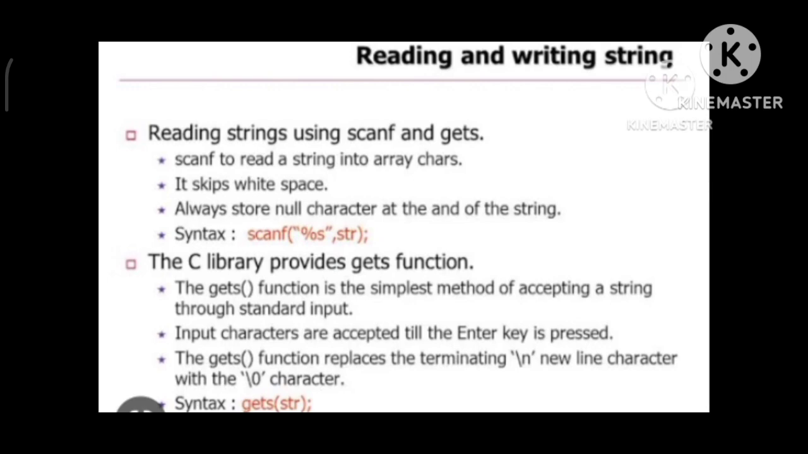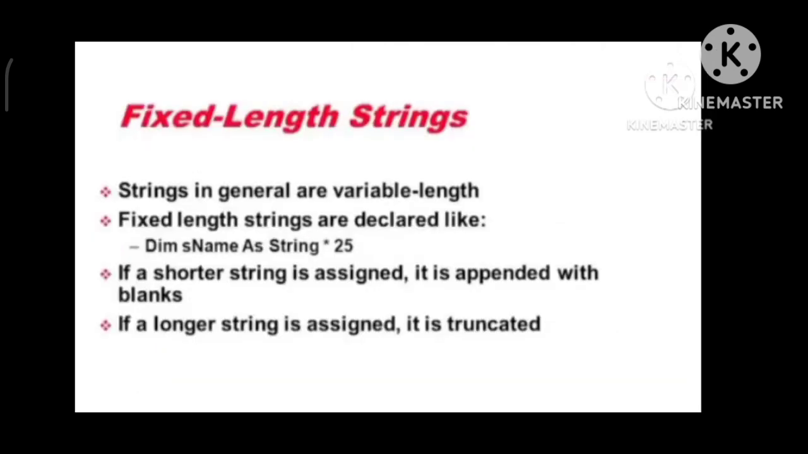The C library provides the gets function. The gets function is the simplest method of accepting a string through standard input. Input characters are accepted until the enter key is pressed. The gets function replaces the terminating \n newline character with the null character. Syntax: gets(str).